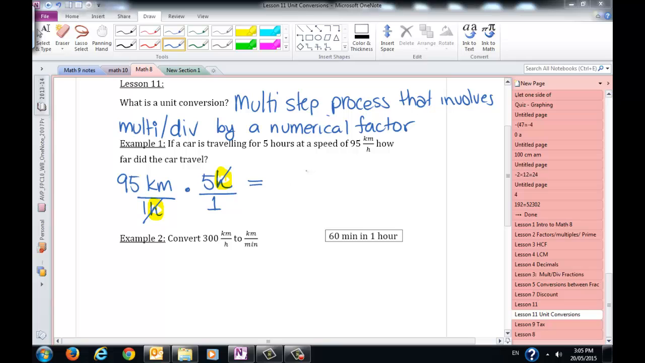So what I'm left with on the top is 95 kilometers multiplied by 5 divided by 1, which happens to be 475, and the only units that I have left is kilometers. It's a word problem, so I need a word conclusion. So I would say the car traveled 475 kilometers.